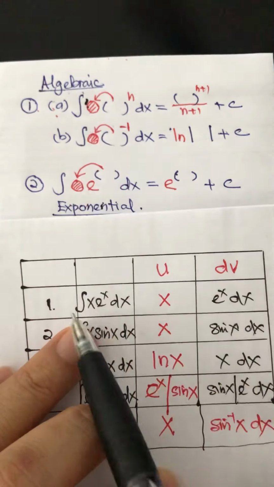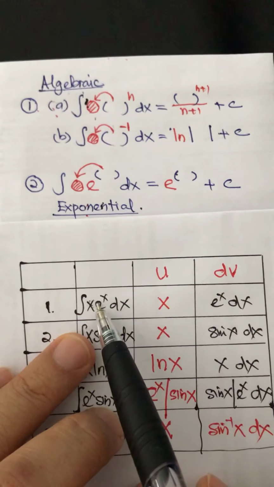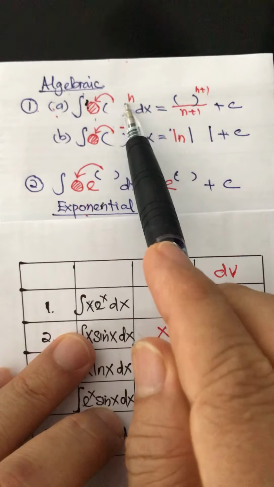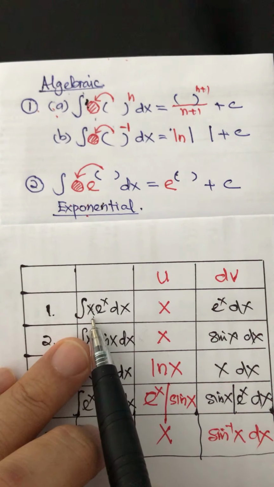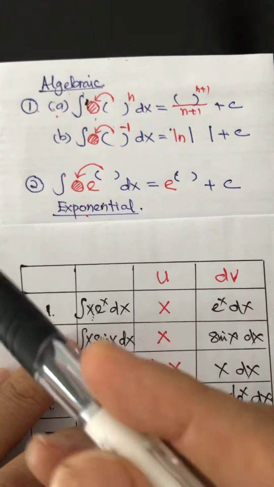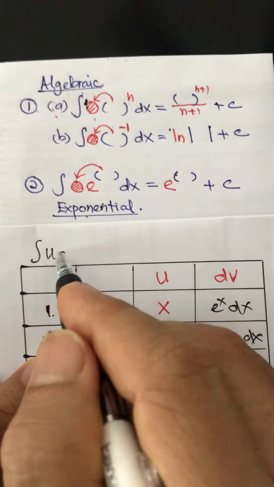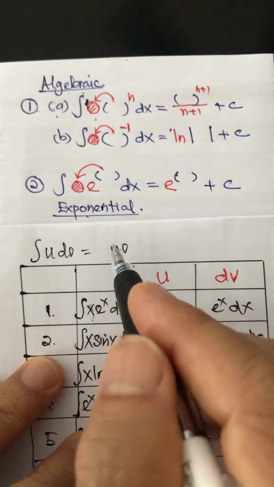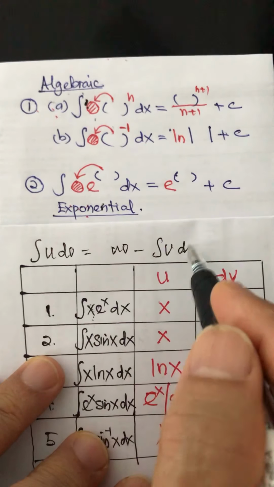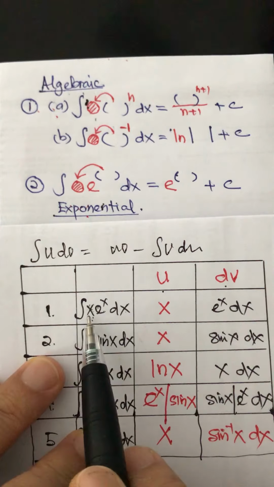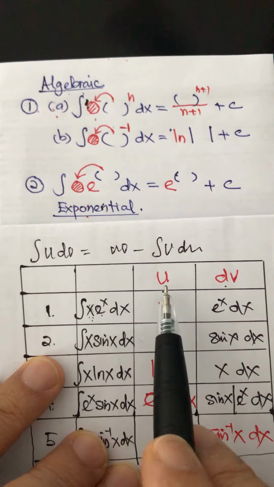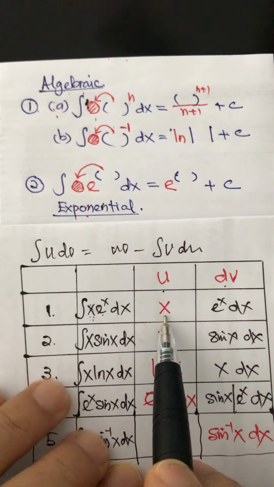Algebraic, this one when x means algebraic, x power 1. That means the n is 1. For x e^x dx, you remember, when you want to use integration by parts, the formula is ∫u dv equals uv minus ∫v du. So you have to know what is your u and dv. So for algebraic and exponential, the u is always the x.